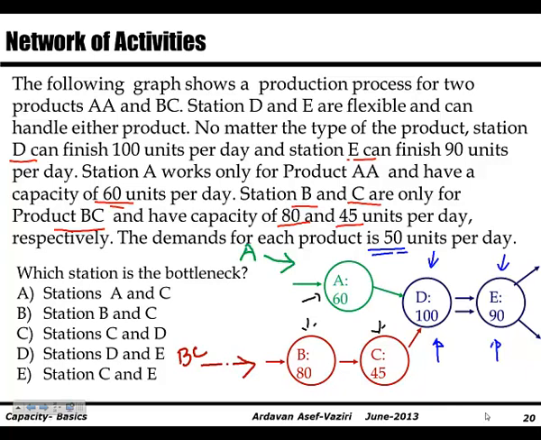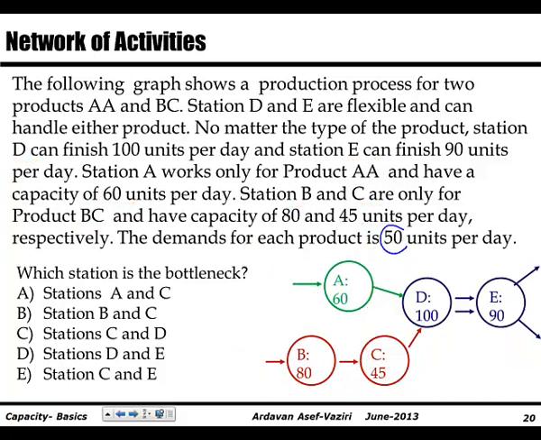As far as product A is concerned, operation A is not a bottleneck because the demand is 50 and this operation can handle 60 units per day. For product BC, operation B is not a bottleneck because its capacity is 80 while the demand is only 50. But operation C has a capacity of 45 while the demand for BC is 50. Therefore, operation C is a bottleneck.